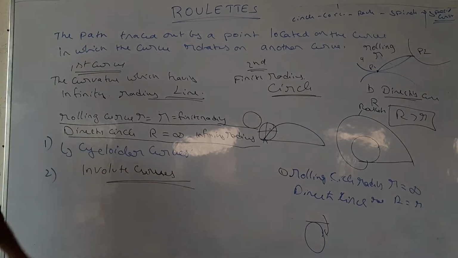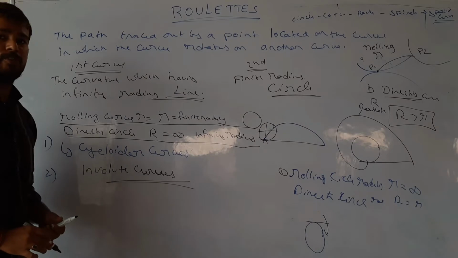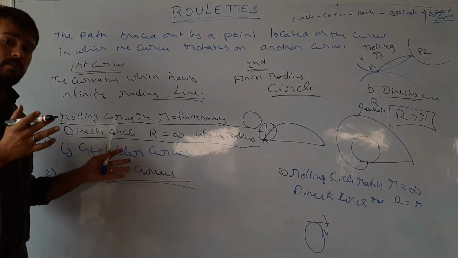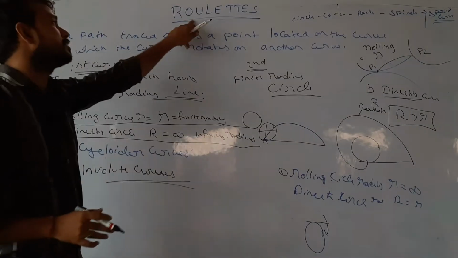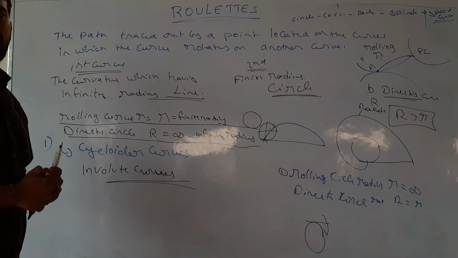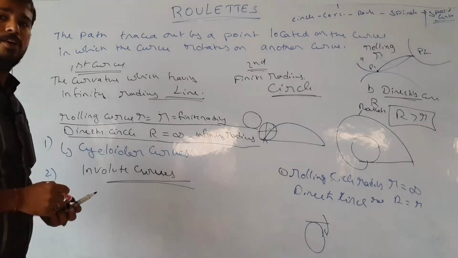So now you got where cycloids and involutes came from. These all are combinations of the things in roulettes. The roulette is a part of curvatures. So now you got how the cycloid and involute curves are formed.